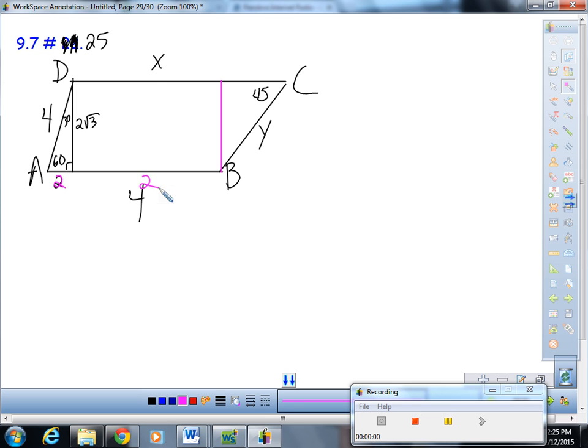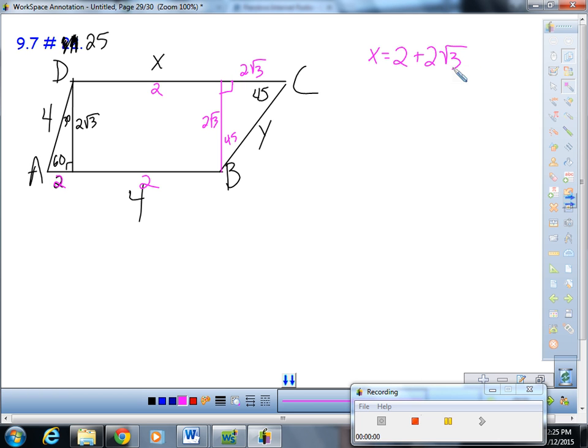Alright, so I know that this portion of X is 2, and this must be 2 radical 3 right here, because the height of the trapezoid is the same due to the parallel lines. In a 45, 45, 90 triangle, the legs are congruent, so this is 2 radical 3. So now I know that X must be 2 plus 2 radical 3.